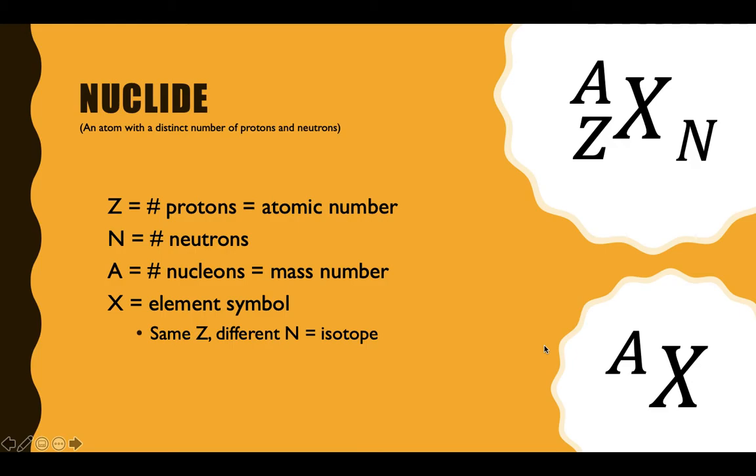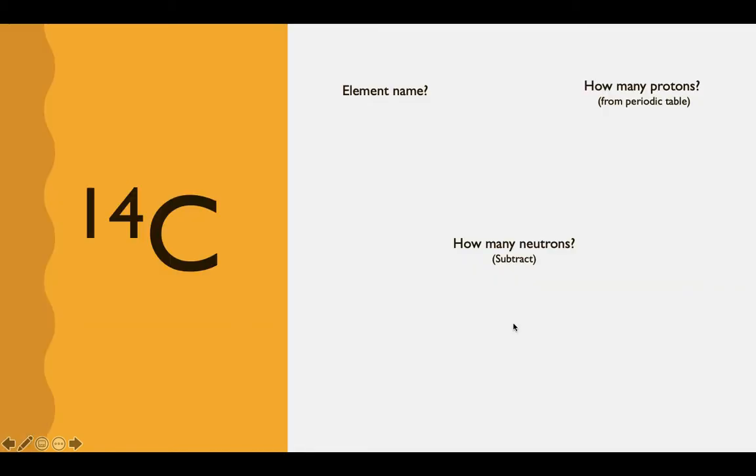So basically, all the information and what's really important about the identity of atoms can be displayed in a notation like this. For example, and you can pause the video and do this on your own, what does this 14C mean? So first, find the element name. You can pause it and figure it out. We know that it's carbon.